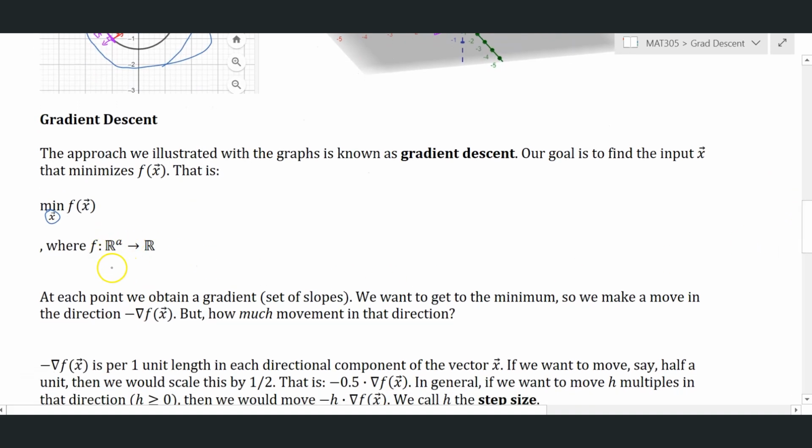We're in R^a, meaning that our x vector is going to have a components, x1 all the way through xa. And what we're going to get is an output here as a single number, right? That means that you can plug in a bunch of inputs, but you're just going to get one output. At each point, we obtain a gradient, a set of slopes. We want to get the minimum, so we make a move in the direction opposite the gradient. But the question is how much movement in that direction, right?